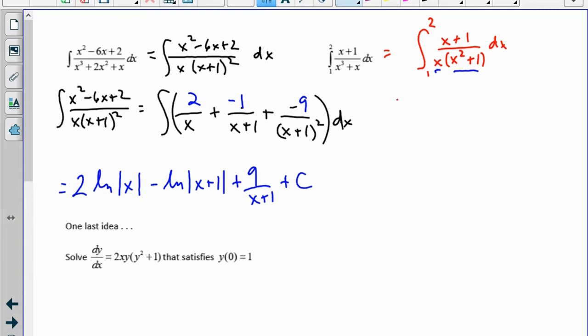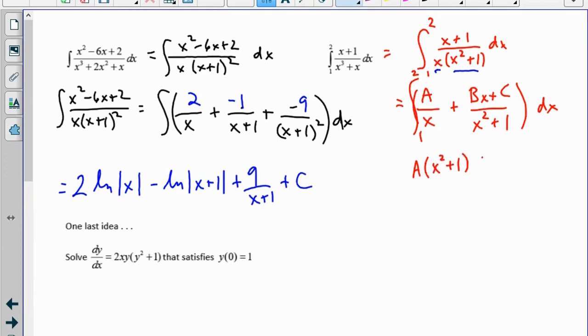So I can just rewrite this as a over x plus bx plus c over x squared plus 1. And so the integral of that dx, and this is actually the integral from 1 to 2. Excuse me. So now I have to multiply through. So I have a times x squared plus 1 plus x times bx plus c. I'm just multiplying through by the common denominator, and that equals the numerator, which is x plus 1.